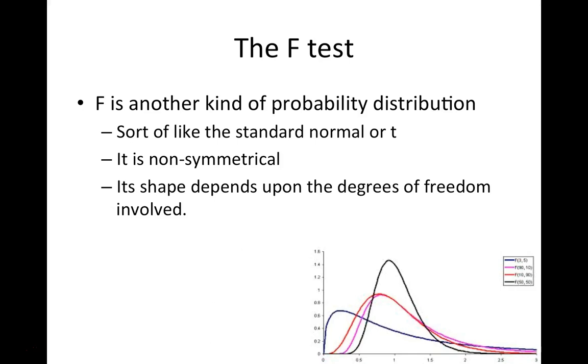So I'm not going to say much about this. We talked about distributions when we talked about the normal distribution. I introduced the t distribution, which is a variation on that, but depends on degrees of freedom. And the same thing is true here. F is another kind of probability distribution. It's kind of like the standard normal distribution or a t distribution. It's a non-symmetrical distribution, unlike those other distributions. And like the t distribution, its shape depends on the degrees of freedom involved.